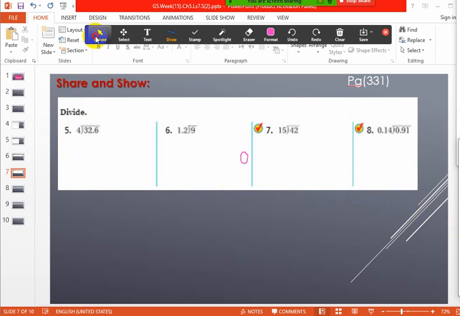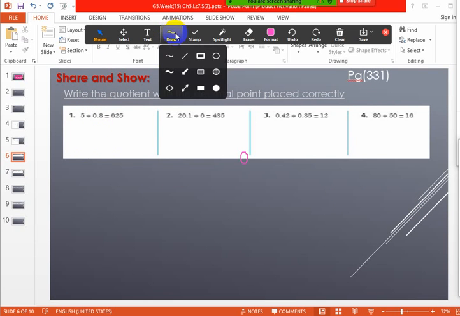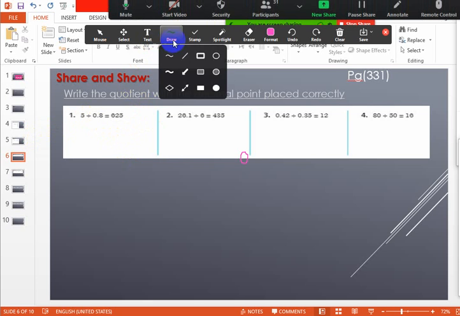Okay, I'm sorry. This is number 5. I'm sorry, girls. I have to return. Yes, yes. You should go to number 1. I'm sorry about that. Number 1, write the quotient with the decimal point placed correctly. Okay. So I'm sorry about that.